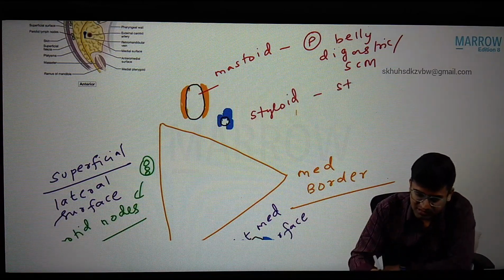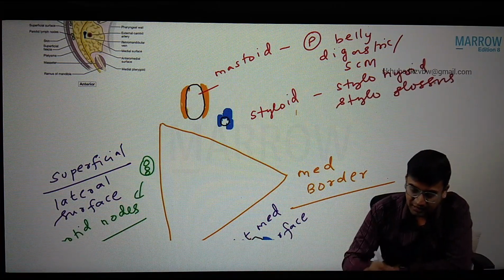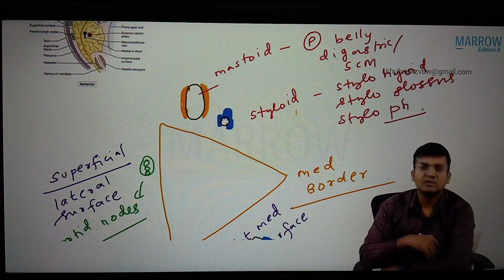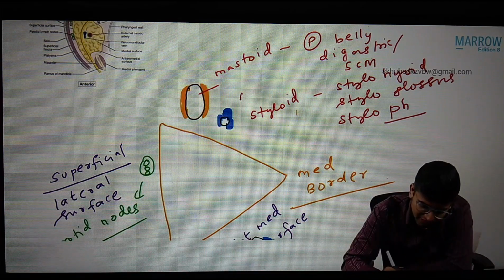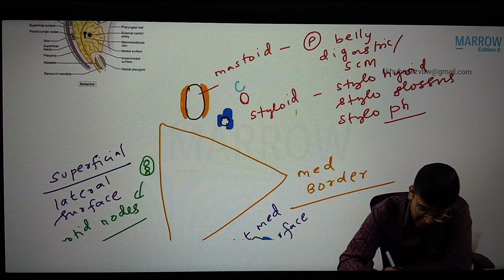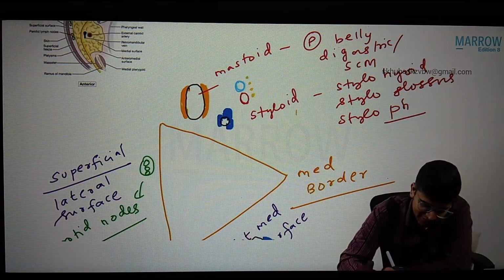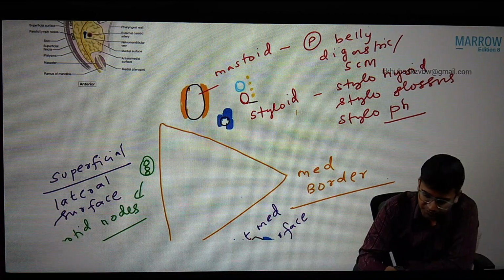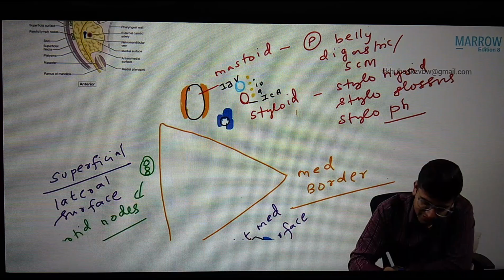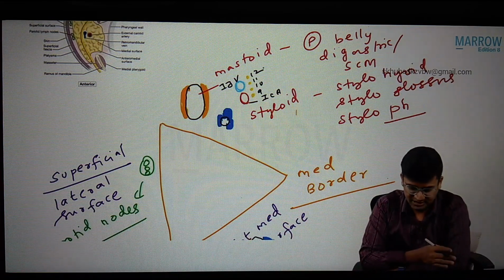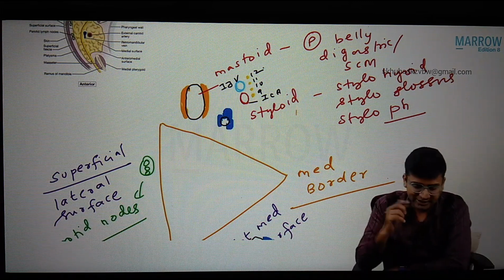So three muscles. What are those? Stylohyoid, styloglossus and stylopharyngeus. Now the posteromedial surface is also related to the internal carotid artery, internal jugular vein and the last four cranial nerves: 9th nerve, 10th nerve, 11th nerve and 12th nerve. Right. Now these are the structures related to the posteromedial surface of the parotid gland.